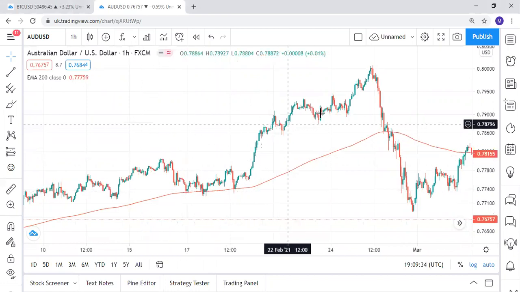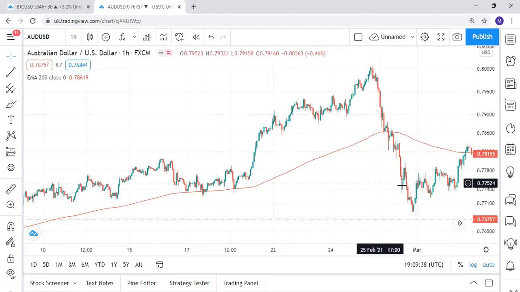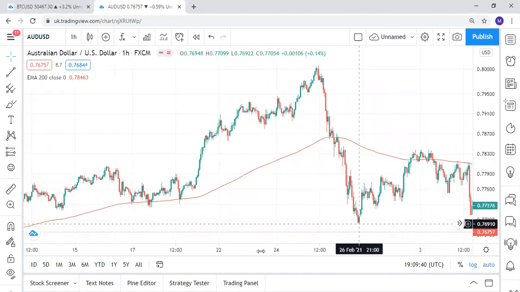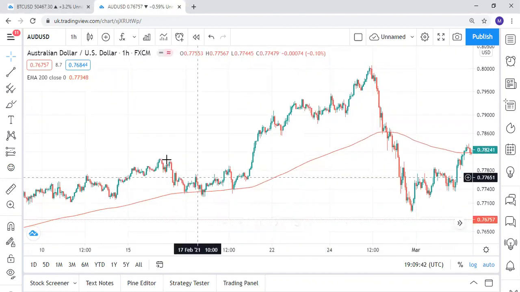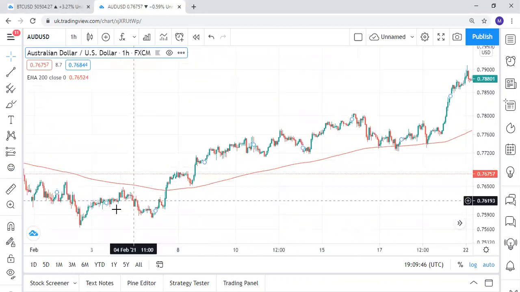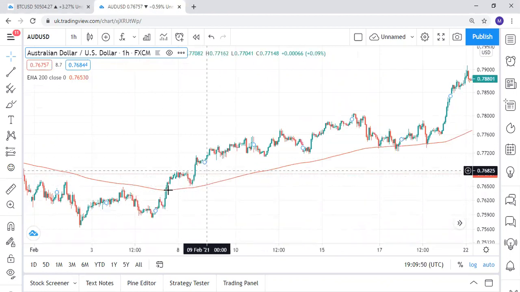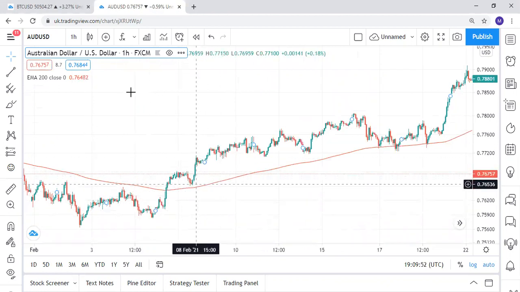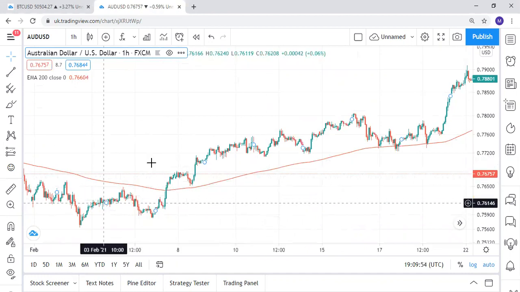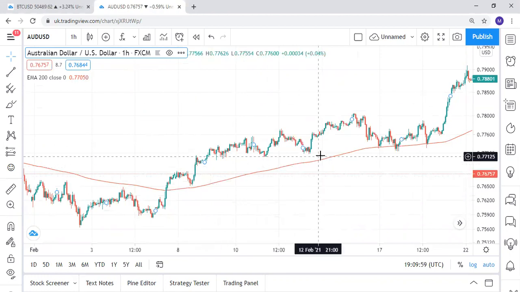Now I said when the candles are above it, the market is in an uptrend, and when they are below it, it's in a downtrend. If you notice, no matter how far the price moves away from it, it always gets back to that zone. Why? Because it must surely come back to that arithmetic mean, the average price of the 200 candles. And when it gets to that zone, it can act as support and resistance.